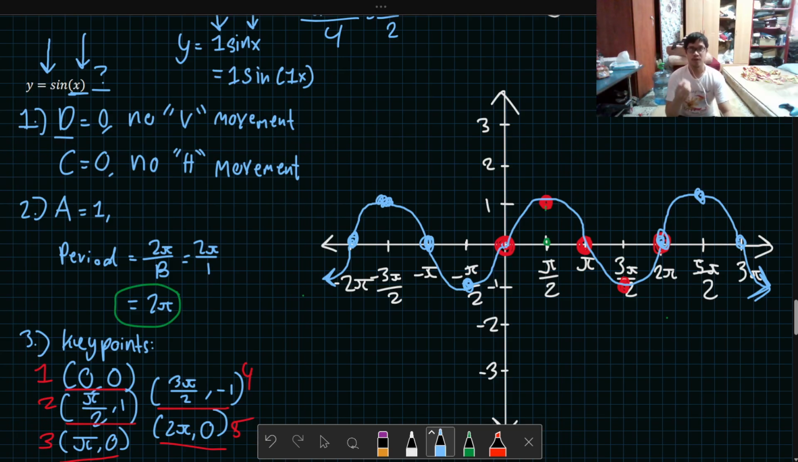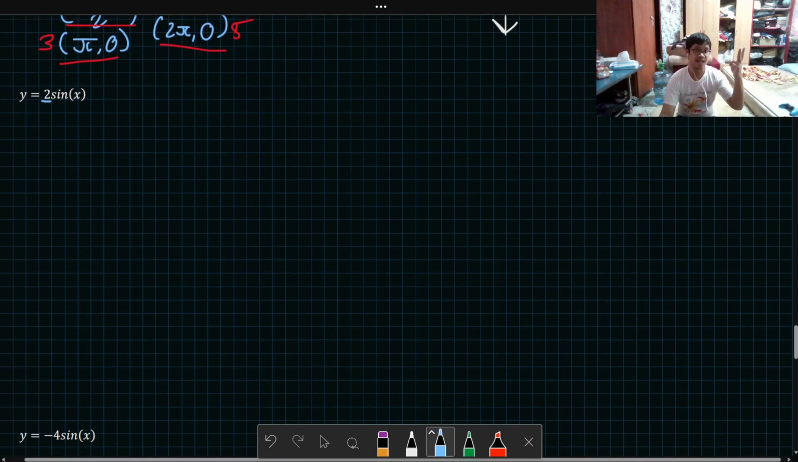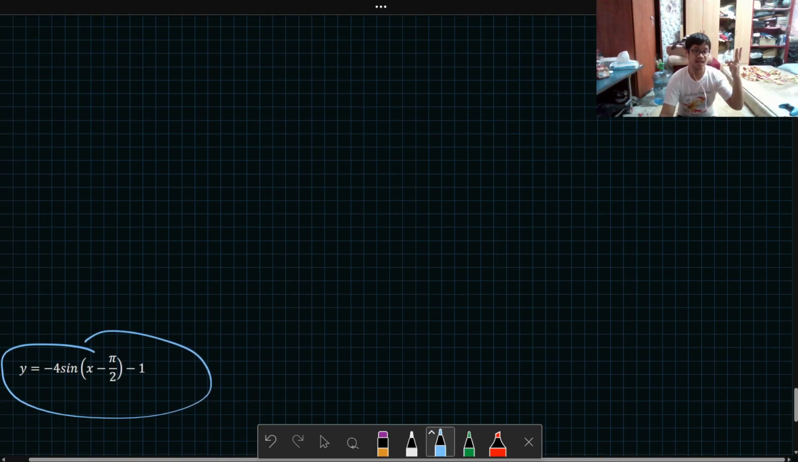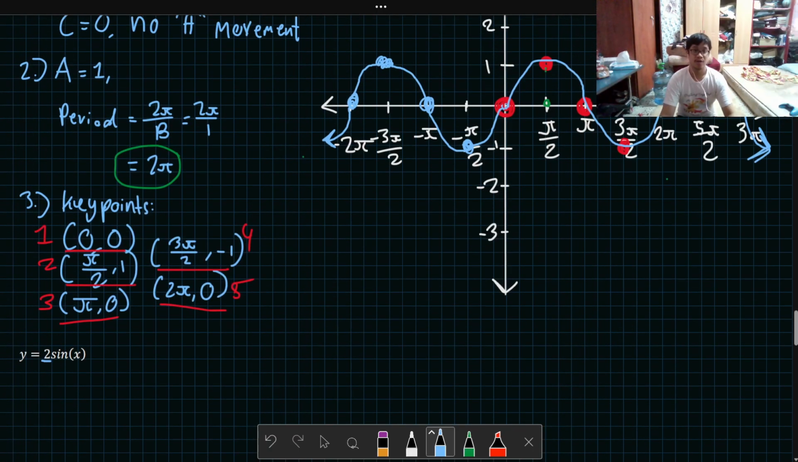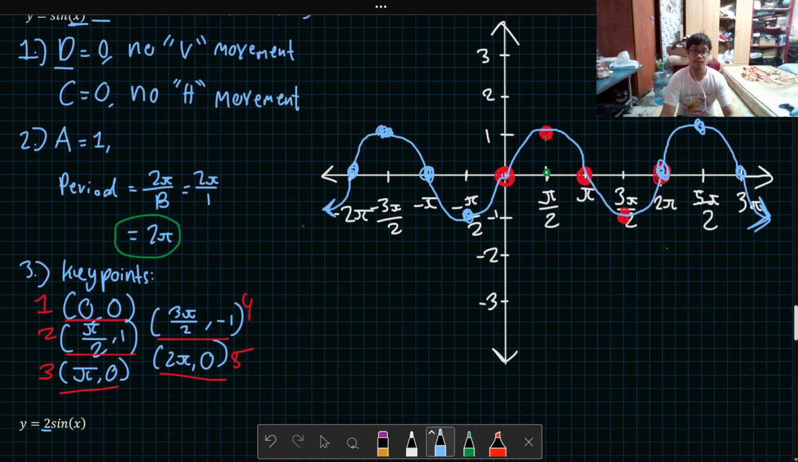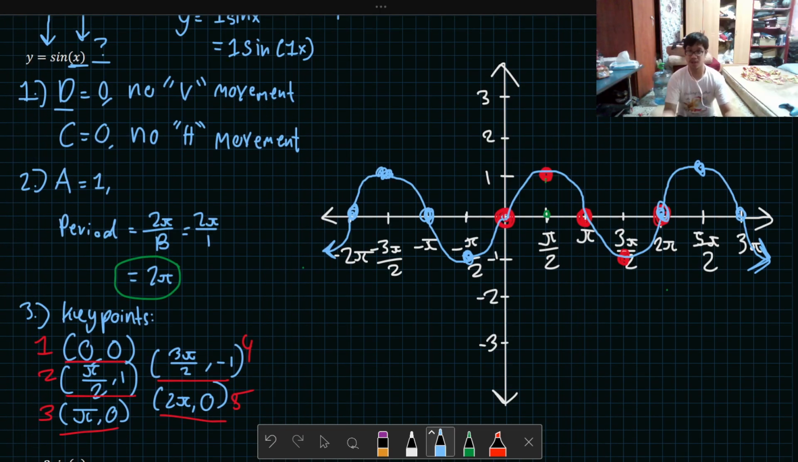I put it in too much detail, not only because I want you to know how to graph, but I want you to understand. Because after this, on the next part, we're going to graph these, these, and these. We're going to graph them all. Once you understand the steps here, we're going to do it on the other examples as well. That's basically it.